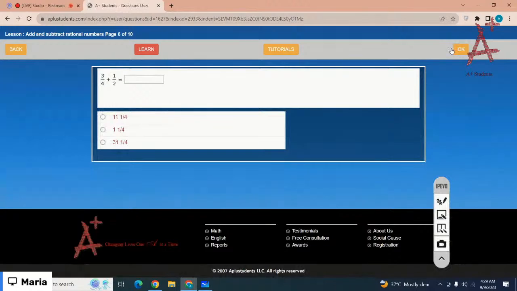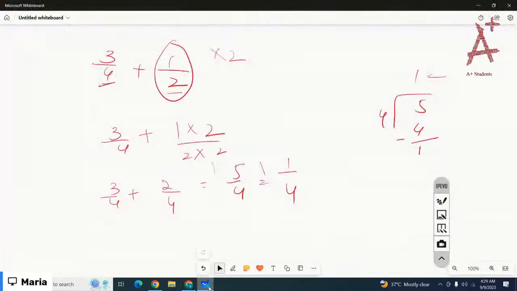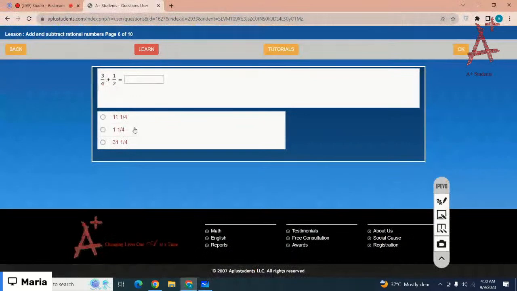Okay, the next one is you have to add 3 by 4 plus 1 by 2. That's the one we did in the tutorial. Yes, 3 by 4 plus 1 by 2. So which is the correct option? The correct option is 1 whole 1 over 4, right?